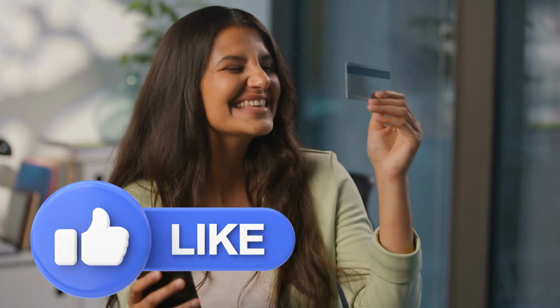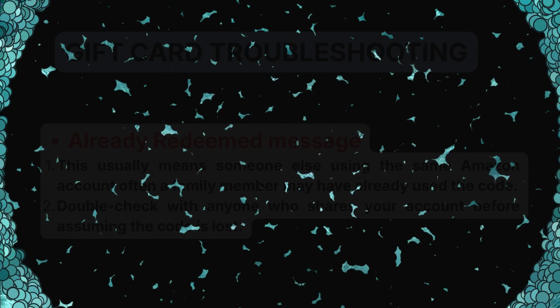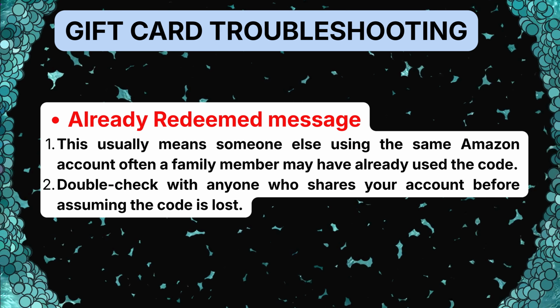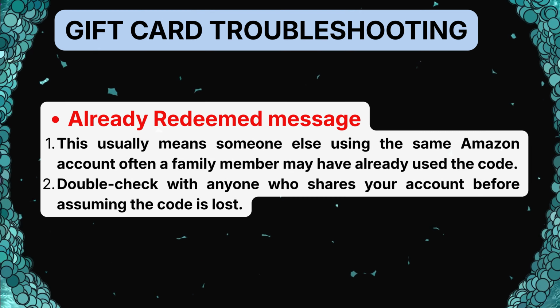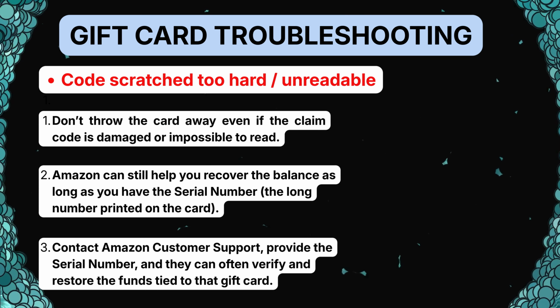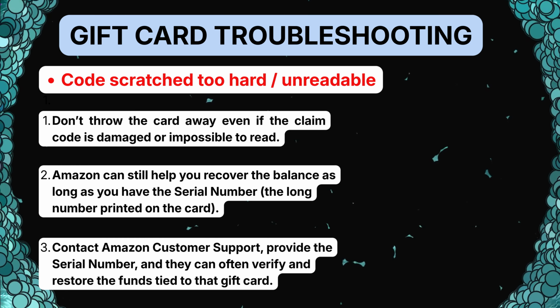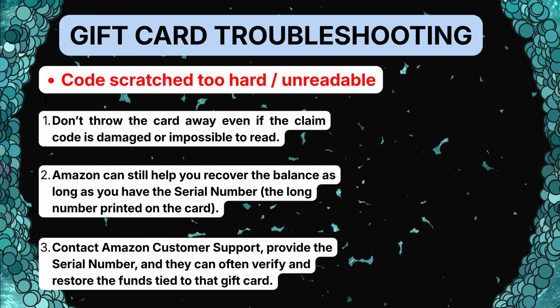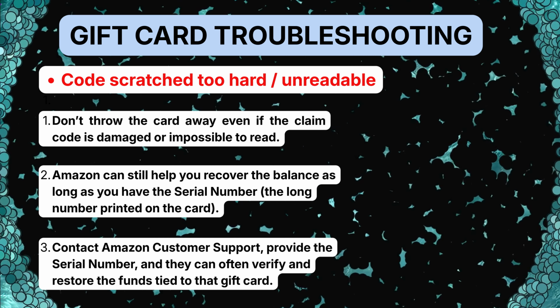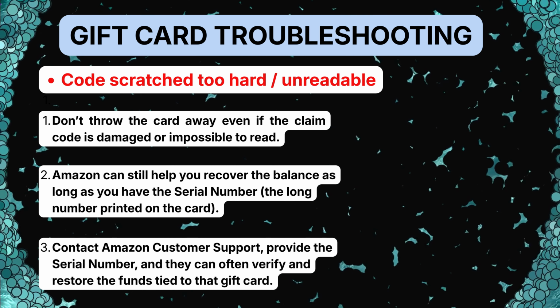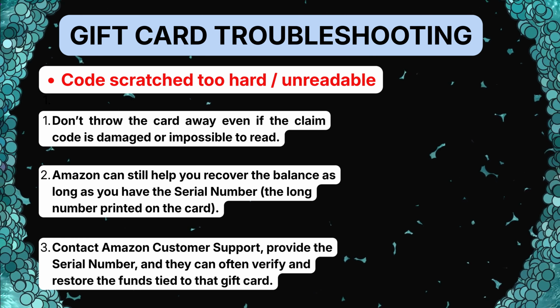What if it didn't work? Let's troubleshoot. If it says already redeemed, check if another family member shares your account. They might have beaten you to it. If the code is unreadable because you scratched it too hard, don't throw it away. You can actually contact Amazon customer support with the serial number, the one we didn't type earlier, and they can often help you retrieve the funds.